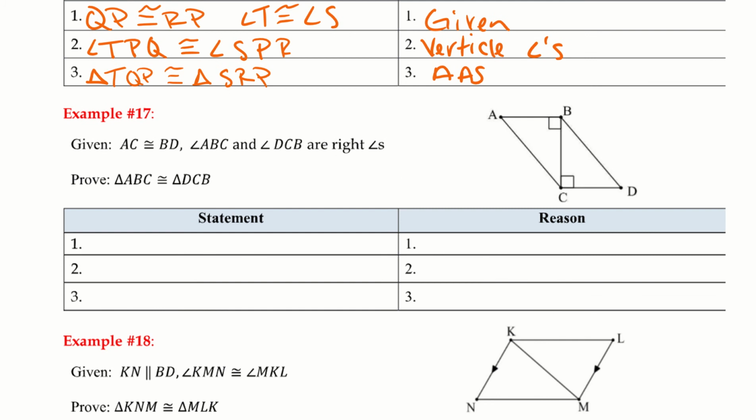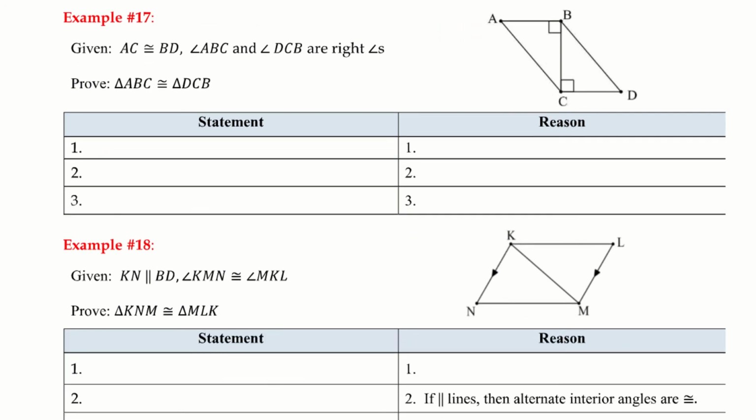Alright, let's go ahead and do 17. So we always want to start with our given information. So AC is congruent to BD, not DB. And then we have angle ABC and angle DCB are right angles. And it's given to us.